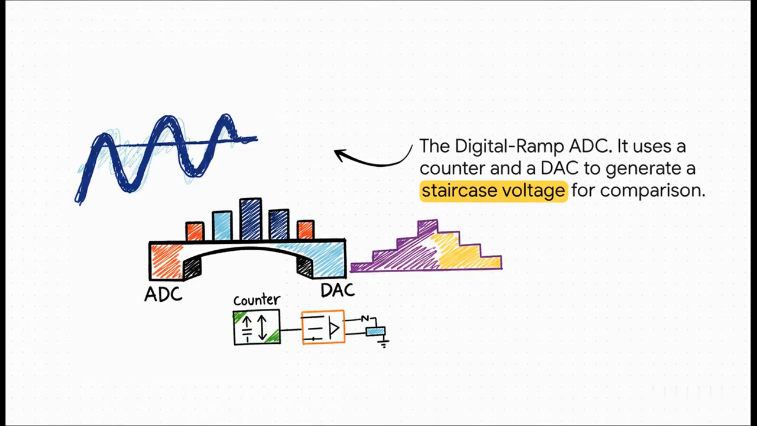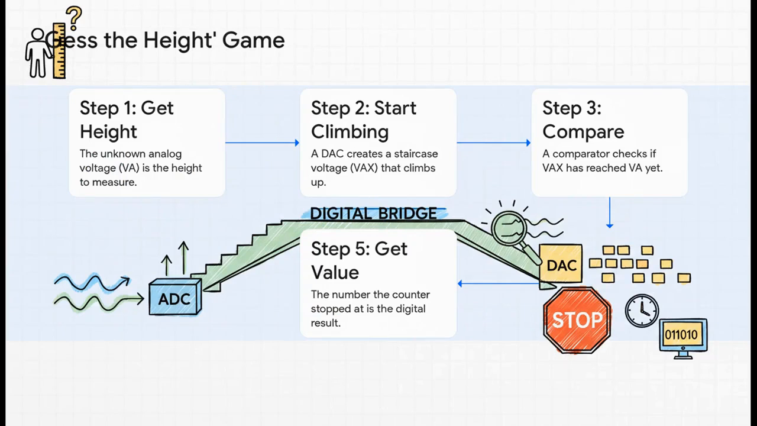One of the simplest ways to build an ADC is with what's called a digital ramp ADC. And to understand how it works, I want you to imagine we're playing a little game. A game of guessing someone's height, but all we have is a staircase. This circuit does something very, very similar. Okay, so let's play the guess the height game.